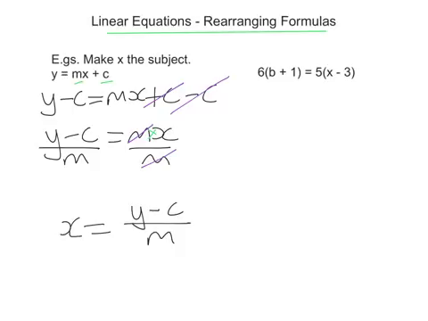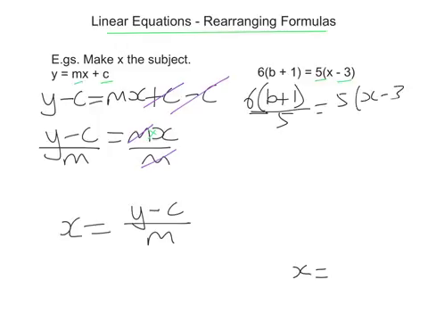In the second example, I need to get x by itself again and make it the subject. So down the bottom I want x equals. So let's have a look. What's stopping it being by itself is the 5, which is multiplied by the bracket, and the minus 3. Because the 5 is outside the bracket, we get rid of it first. So I'm going to divide both sides by 5. So 6b plus 1 over 5 is going to be equal to 5x minus 3 all over 5.